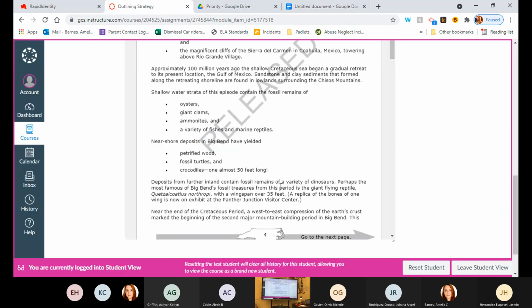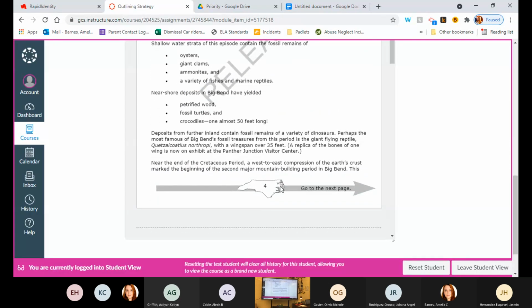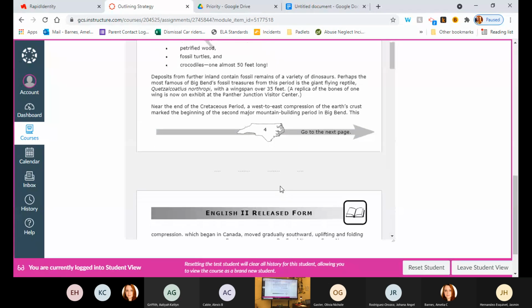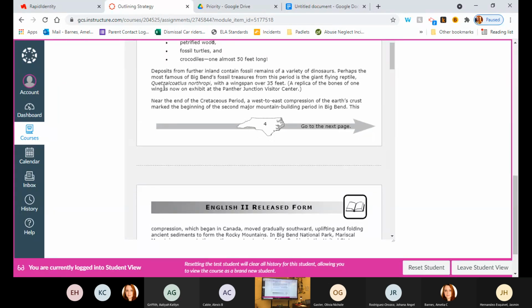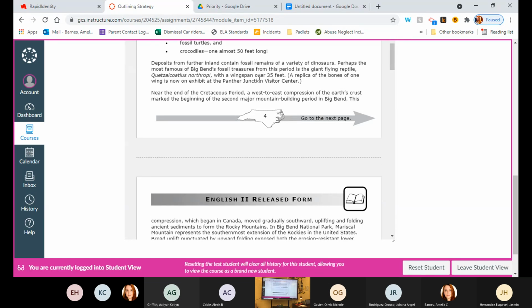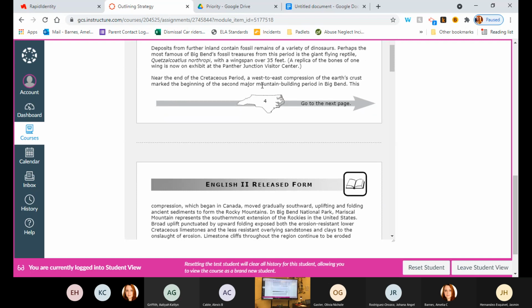All right, and then let's see. I think this is where I left off. Deposits from further inland contain fossil remains of a variety of dinosaurs, so we're still talking about fossils. Perhaps the most famous of Big Bend's fossil treasures from this period is the giant flying reptile Quetzalcoatlus northropi with a wingspan over 35 feet. A replica of the bones of one wing is now on exhibit at the Panther Junction Visitor Center.